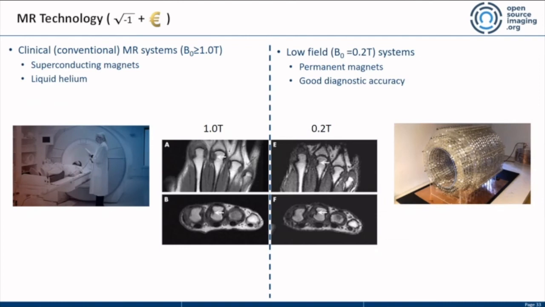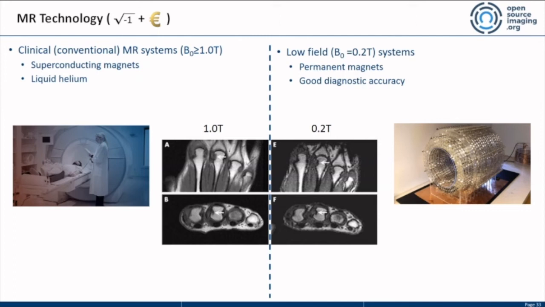Especially clinical MRI systems have a magnetic field of 1.0 Tesla or higher. They use superconducting magnets, and these superconducting magnets are cooled down with liquid helium, which makes them very expensive.